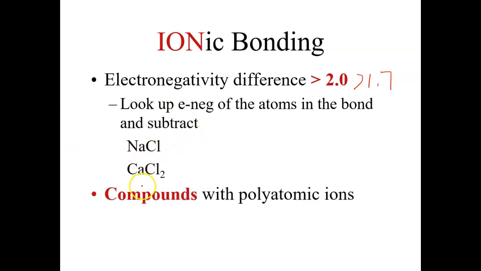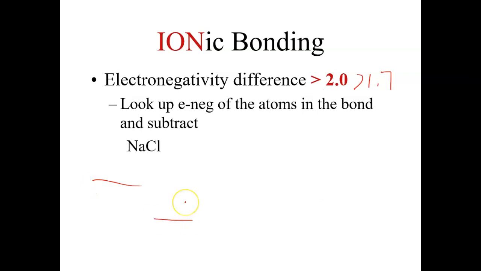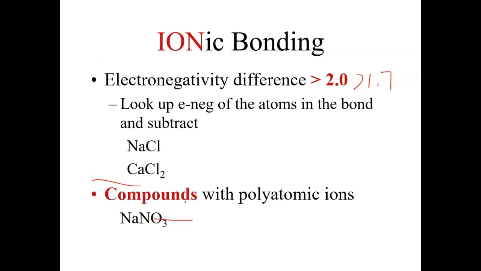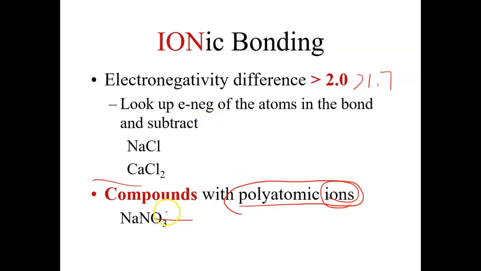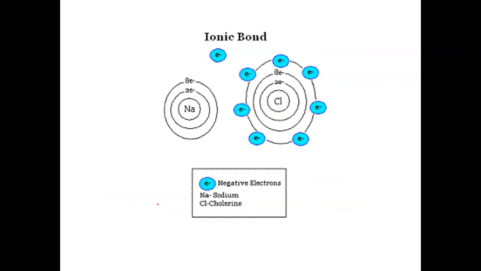Another ionic bond is any compound with a polyatomic ion. And of course, there are your ions right there, like NaNO3. That's why we leave everything alone when we write formulas and name.